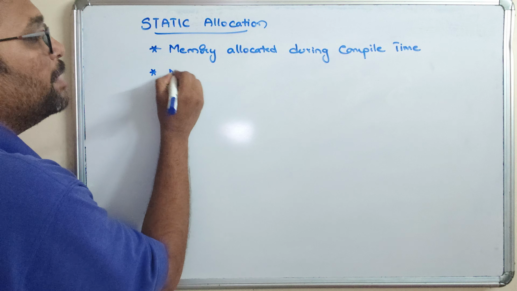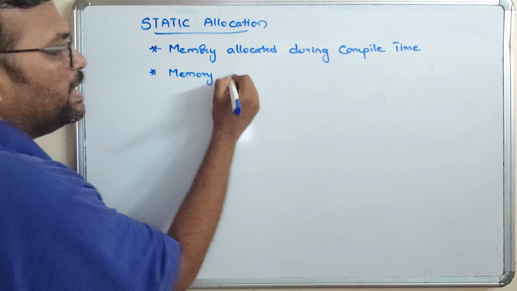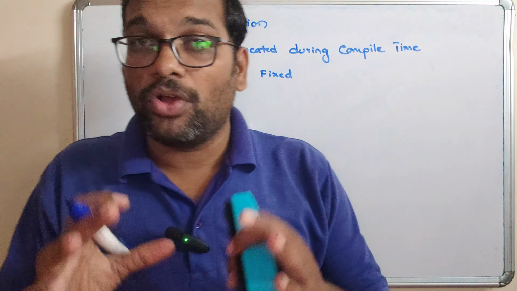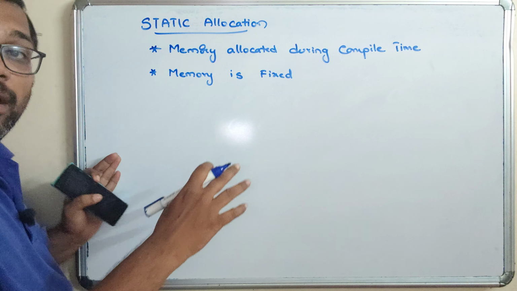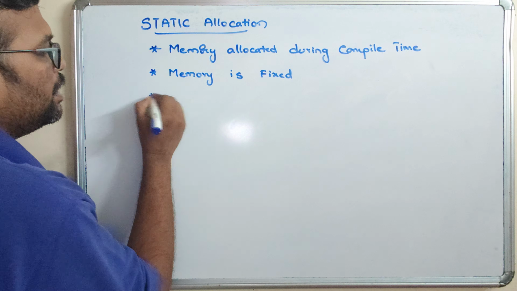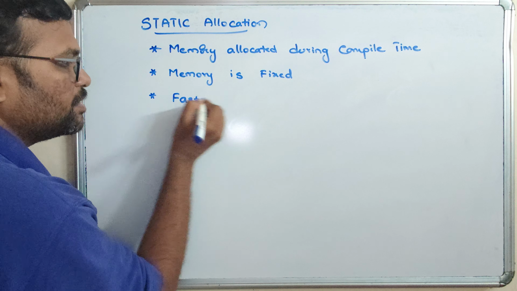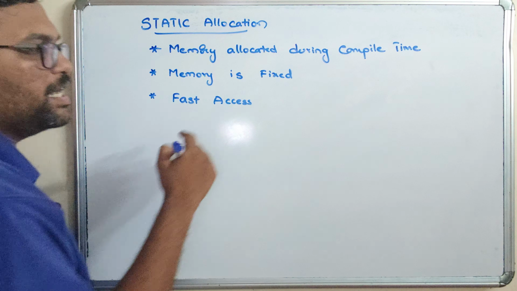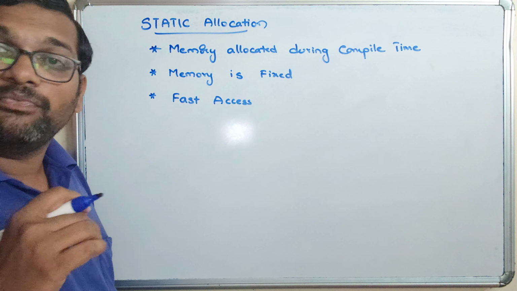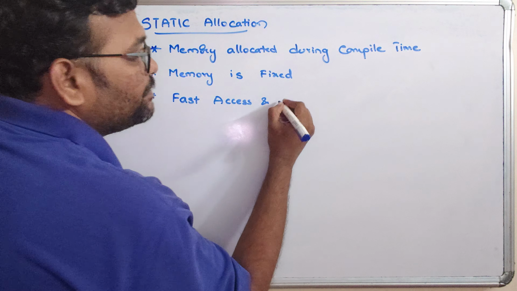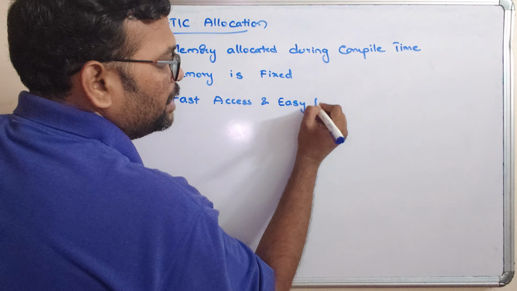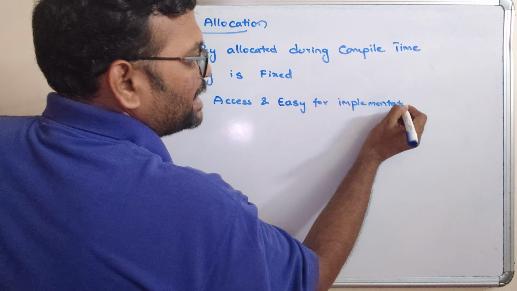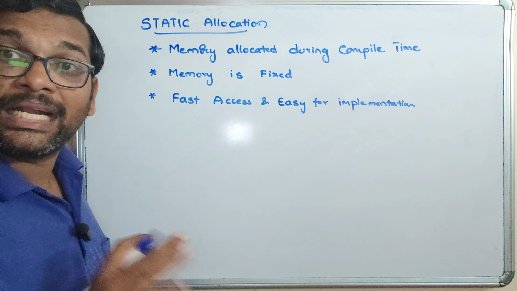And here the memory is fixed memory. So memory is fixed throughout the program, so we can't change the memory. Because it was already allocated during the compile time, it cannot be changed, and it is very fast access. So all the variables which are allocated using the static allocation will be accessed very fast and also easy for implementation. It doesn't require any runtime allocations.